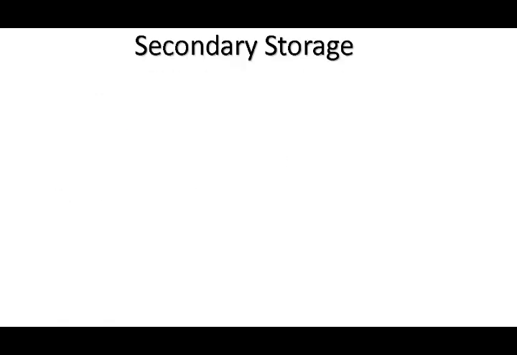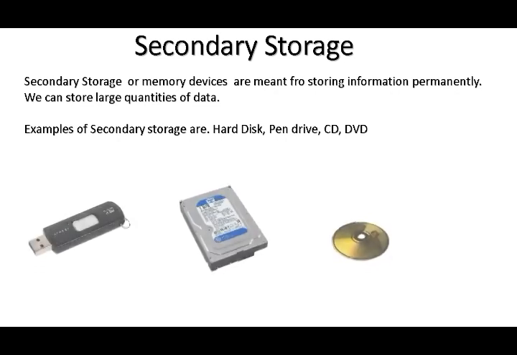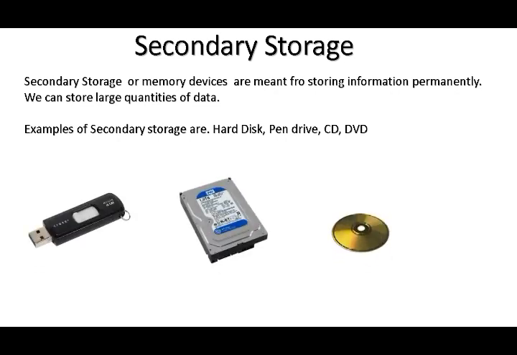And next we have secondary storage. Now, as we all know, in primary memory we cannot store what? Large data. So we use what? We use secondary storage. Secondary storage is also known as memory device, which is meant for storing information permanently. We can store large quantities of data. Now, as we all know that we cannot store large data in primary memory, so we use external secondary storage.